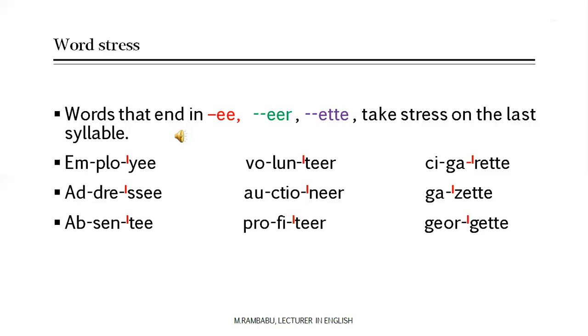For example, employee, addressee, absentee, volunteer, auctioneer, profiteer, cigarette, gazette, Georgette. This is a way of marking stress in case of the words that end in ee, eer, ette, etc.